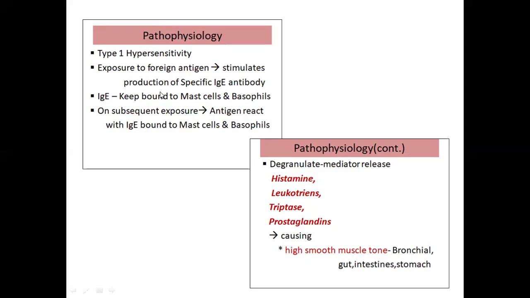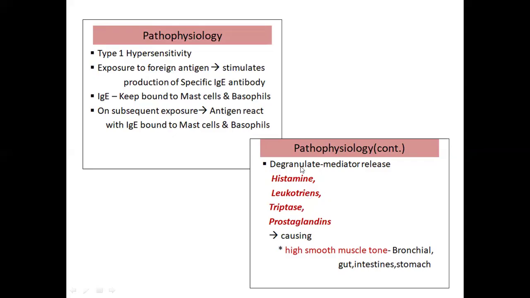Discussing here, first, after the first exposure, what happens is the IgE is sensitized and keeps bound to the mast cells and basophils. On the second exposure, this antigen reacts with the IgE bound to the mast cells, and the mast cells get degranulated, releasing mediators like histamine, leukotrienes, tryptase, and prostaglandins.